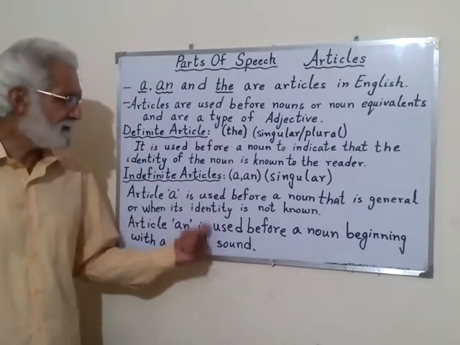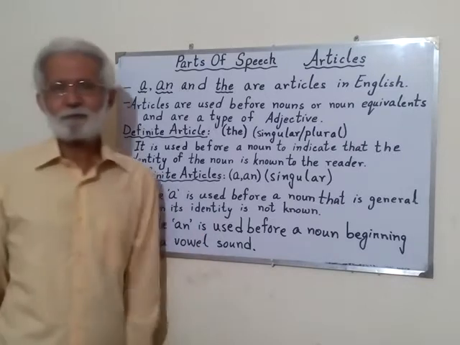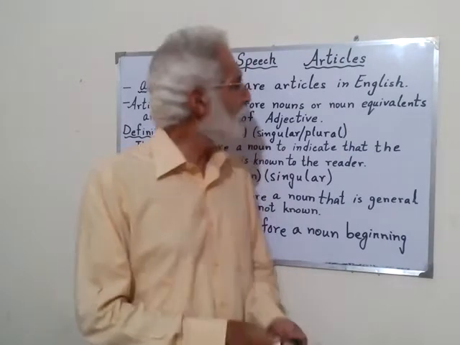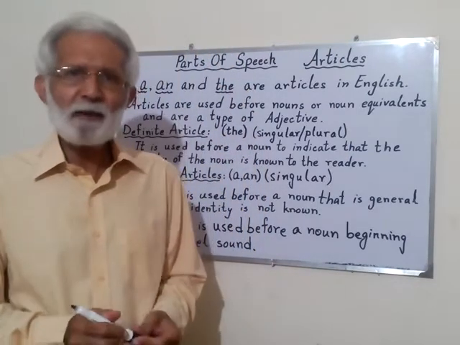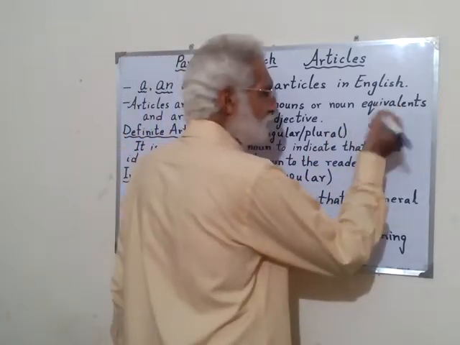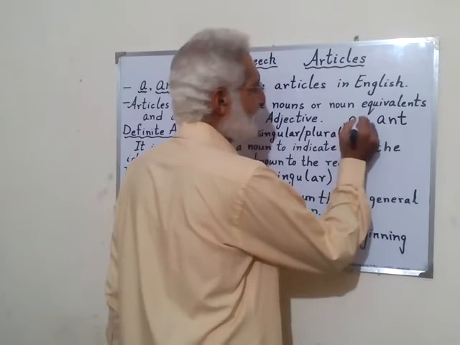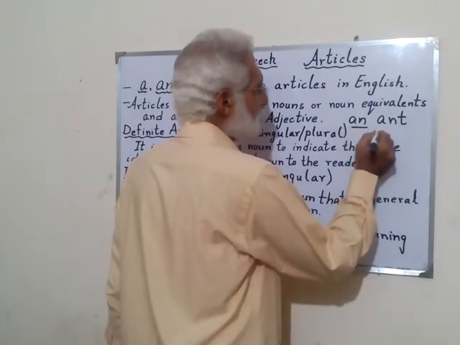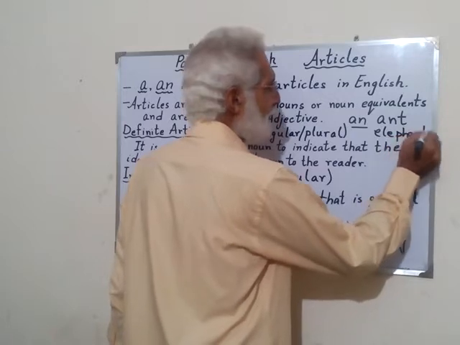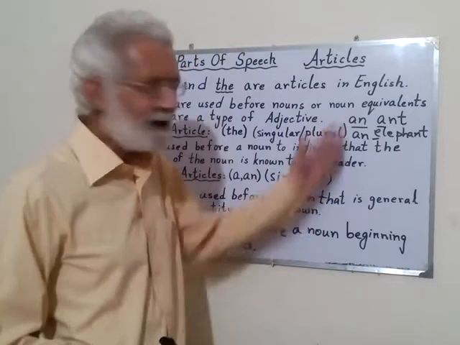Article an is used before a noun beginning with a vowel sound. Whenever a vowel sound is there, like we say an umbrella. Now when I said vowel sound, remember one thing, we make a big mistake. We know that when we say ant, we say an ant. When we say elephant, we always say an elephant, because a vowel letter is there.